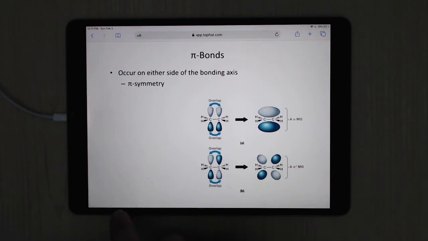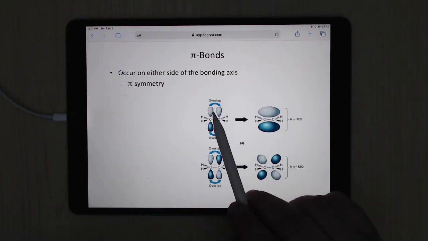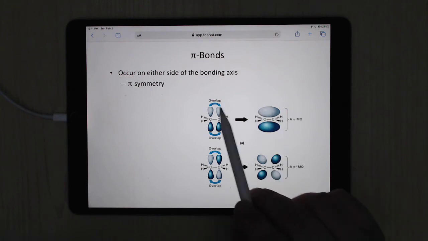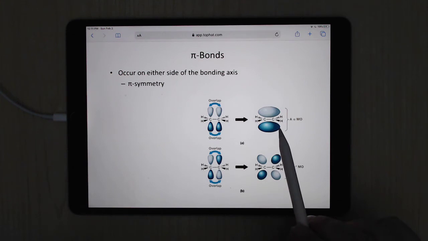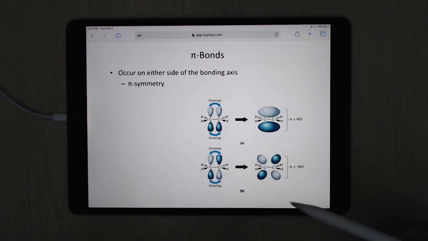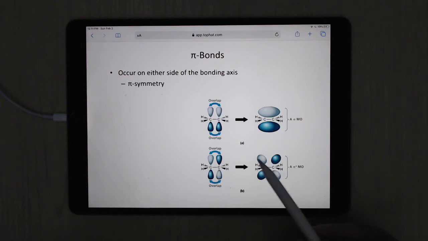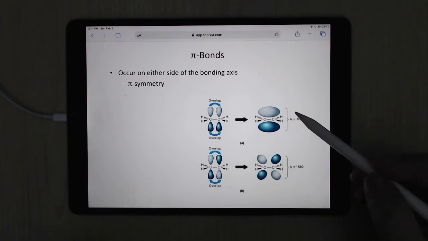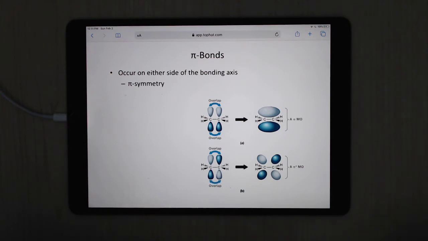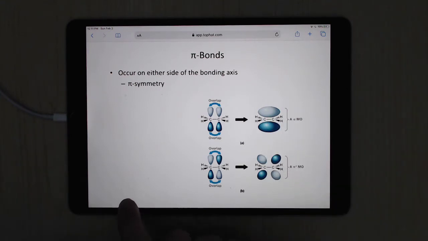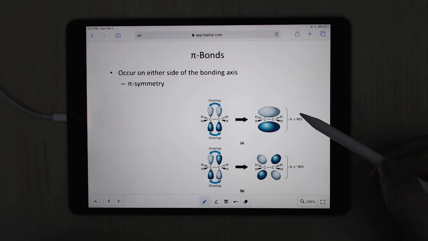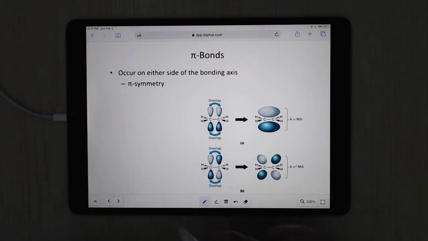If these things overlap constructively, you get overlap here and overlap here, positive with positive, negative with negative. But you can also have an antibonding combination where they're head to tail, and again you get destructive overlap. Because we're combining two p orbitals, and the Greek letter for p is pi, we call this a pi bond, and this would be an anti-pi bond.